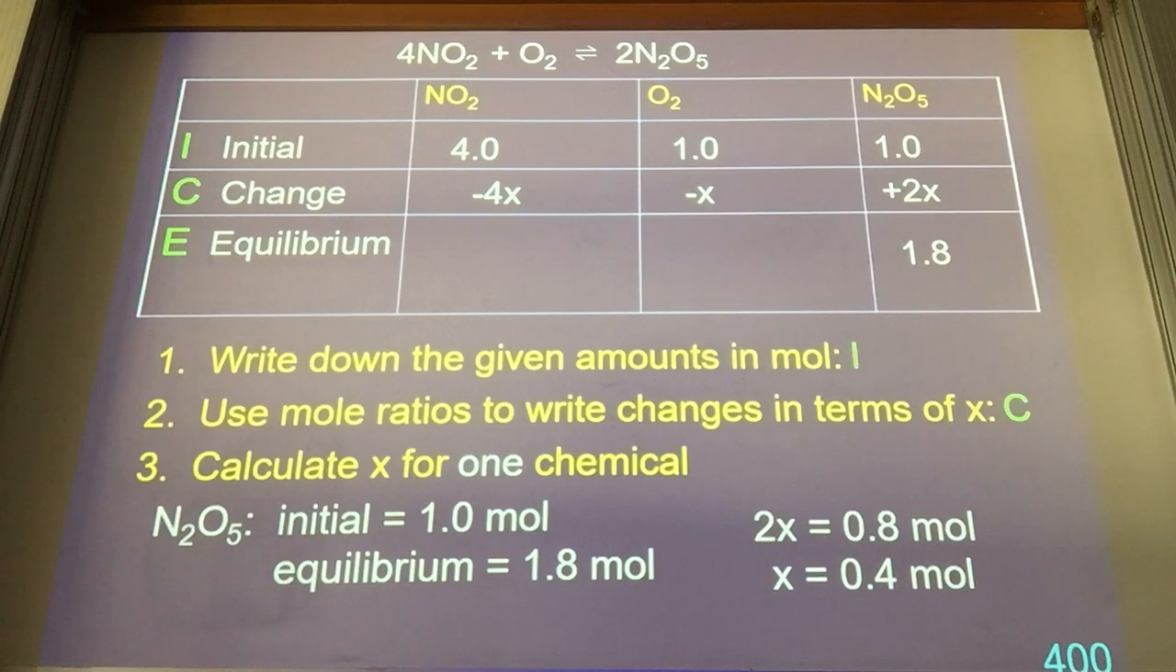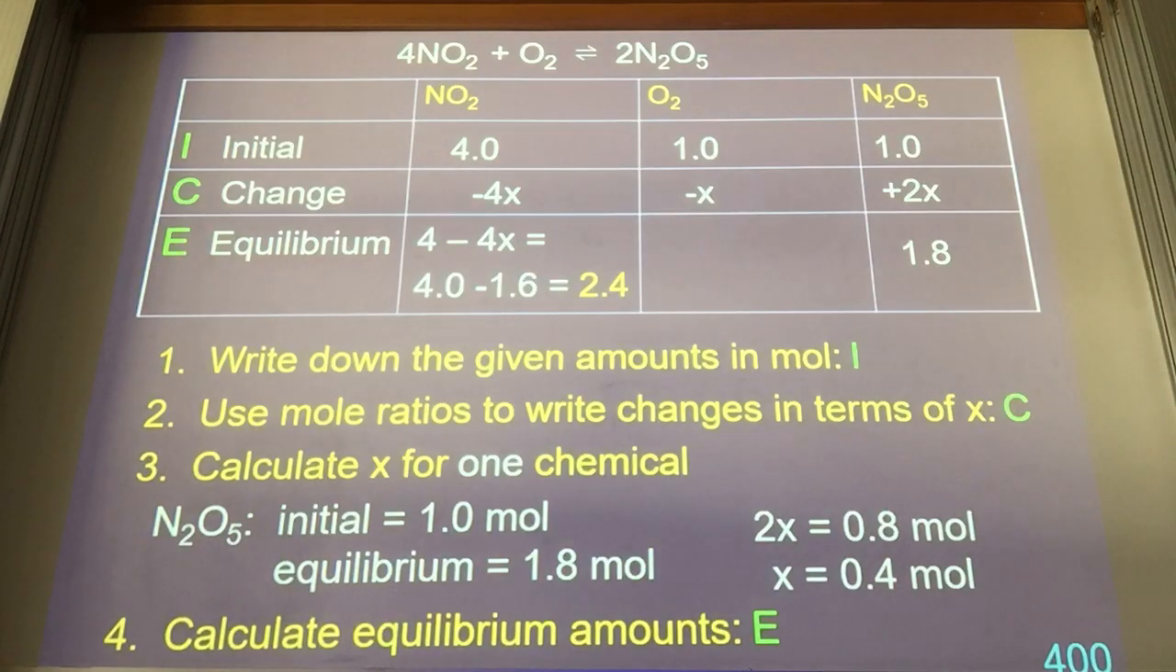So that means x equals 0.4. So if x equals 0.4, then O2 is going to go down by 0.4. NO2 is going to go down by 4 times 0.4. You can use x's in that row, or you can just do the numbers if you prefer. X's is good because it's just that little bit more systematic, a little bit more logical.